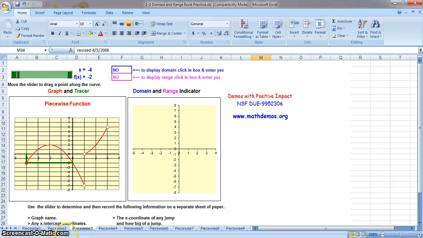Now let's look at the third piecewise function. Again, this Excel sheet is going to be on Edmodo. So if you'd like to review and do it on your own and then come back to the video and check the answers, that would be perfect.